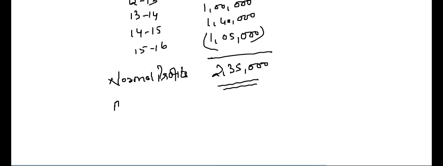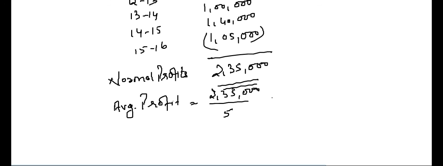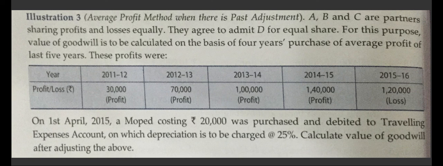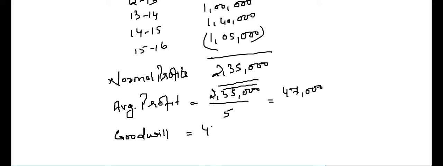Right? So what will be the average profit? 5 years. We are given the profit of 5 years, 2,35,000 divided by 5. This comes to 47,000. Now what is goodwill? How many number of years purchase? The goodwill is to be calculated on the basis of 4 years purchase. Right? So goodwill is average profits into number of years purchase, that is 4. It comes to 1,88,000.